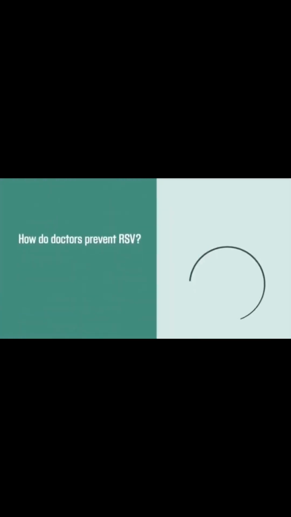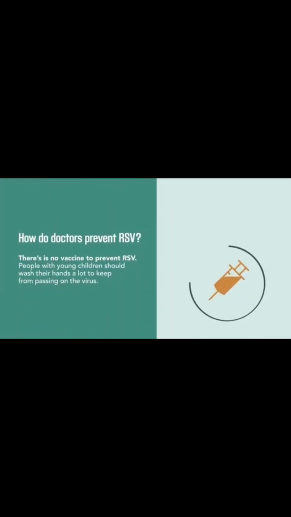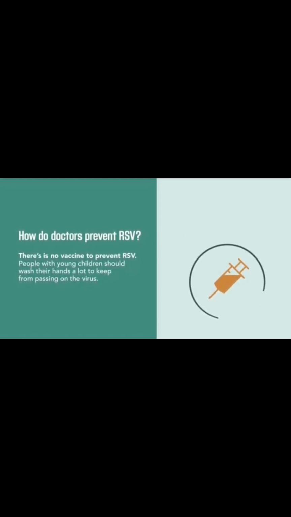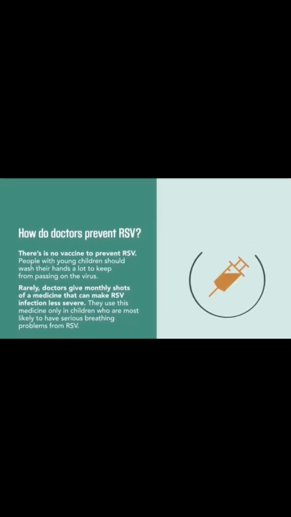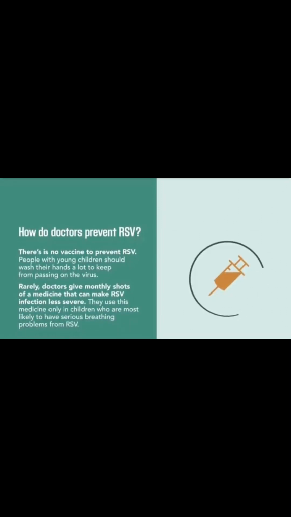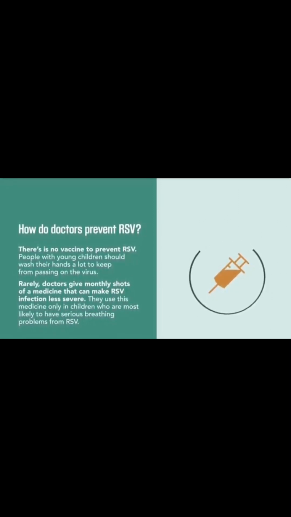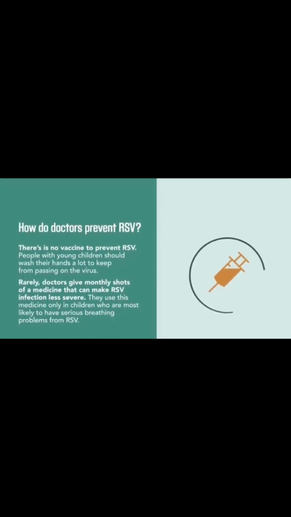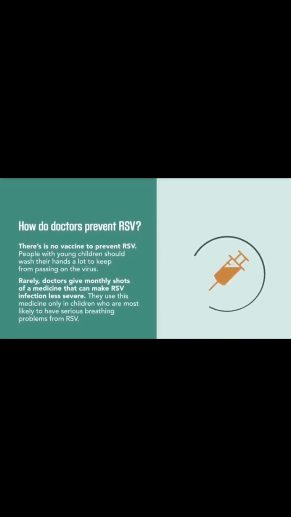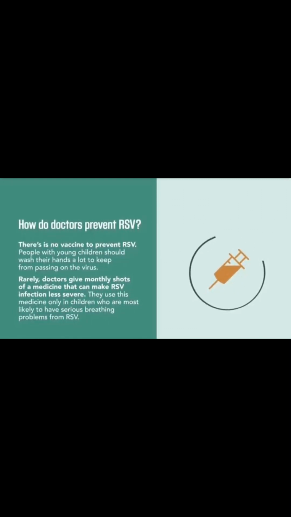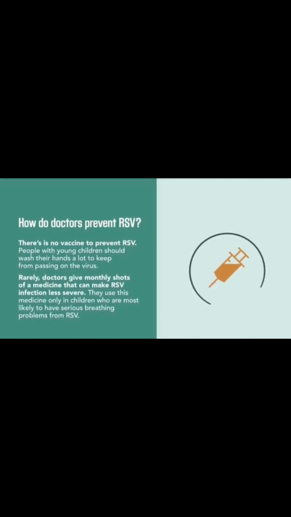How do doctors prevent RSV? There is no vaccine to prevent RSV. People with young children should wash their hands a lot to keep from passing on the virus. Rarely, doctors give monthly shots of medicine that can make RSV infection less severe. They use this medicine only in children who are most likely to have serious breathing problems from RSV, for example, young children who have serious heart or lung disease, or those who were born very premature.